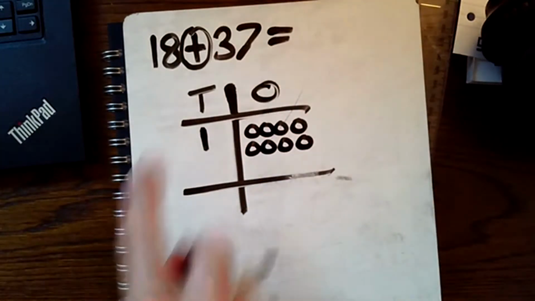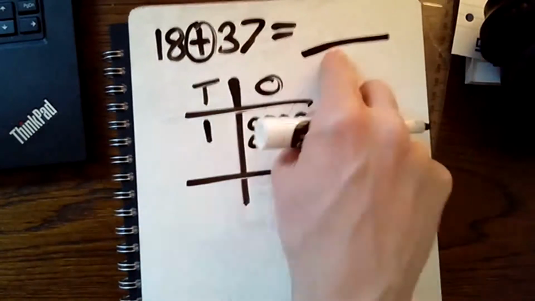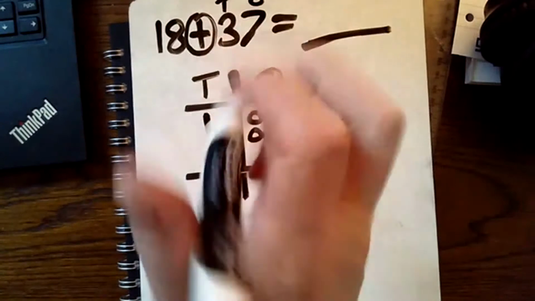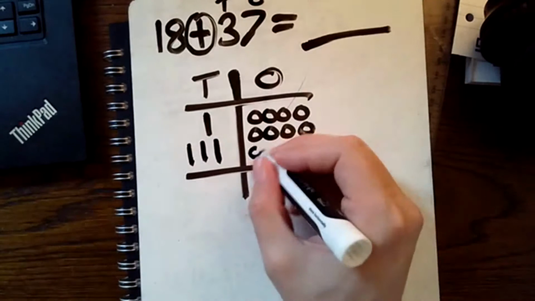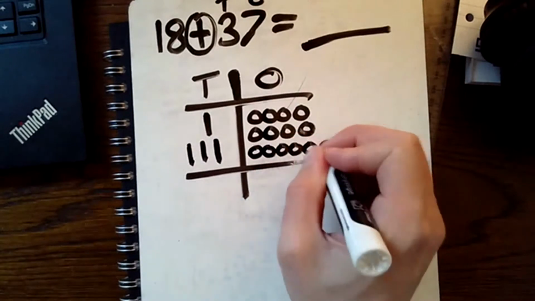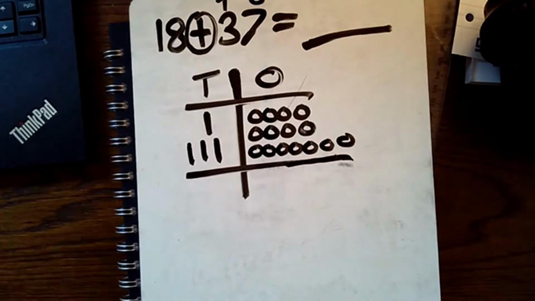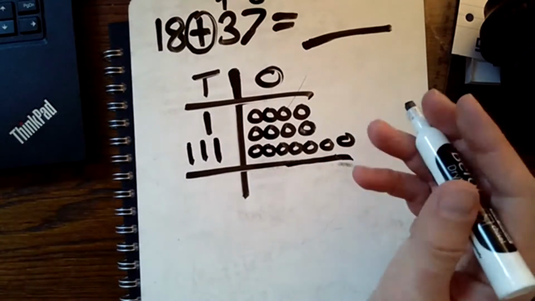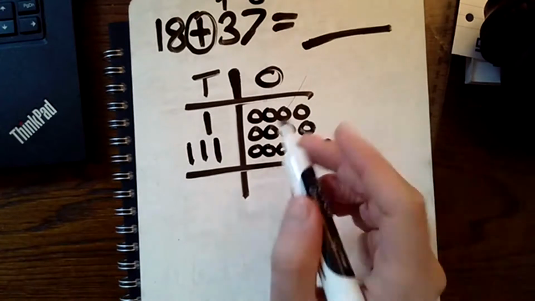And now I need to represent my other part because I'm trying to find the whole, and we know part add part equals whole. So 37, I know, is 3 10s. 1 2 3, and it is 7 ones. 1 2 3 4 5 6 7. I can already see here that's probably going to be more than 9 ones. So first step, add the ones. Well done. First step, add the ones.